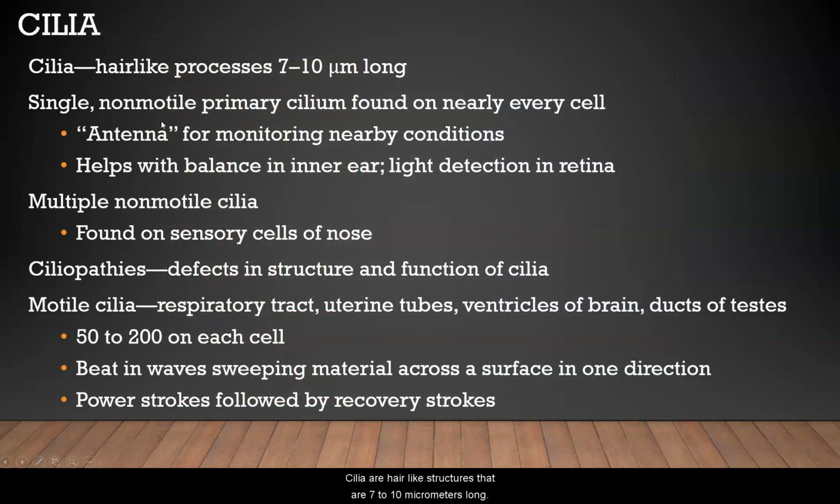Cilia are hair-like structures that are 7 to 10 micrometers long. A single non-motile primary cilium is found on nearly every cell. It's an antenna, basically, for monitoring nearby conditions. It helps with balance in your inner ear and light detection in your retina. Really cool. But you could also have multiple non-motile or non-moving cilia found in the sensory cells of your nose.